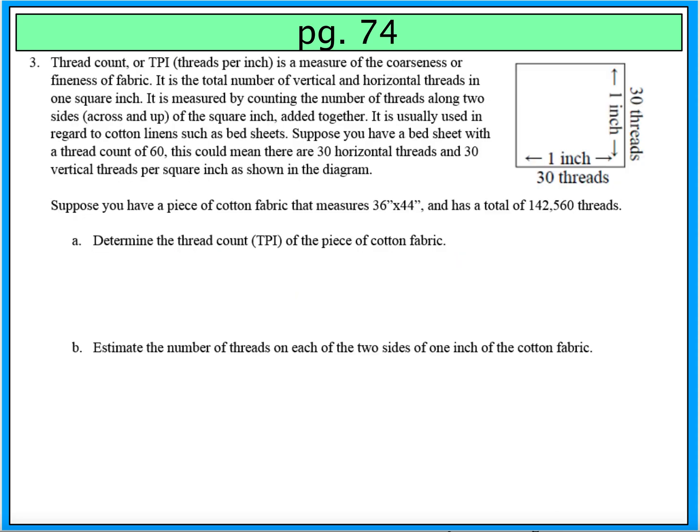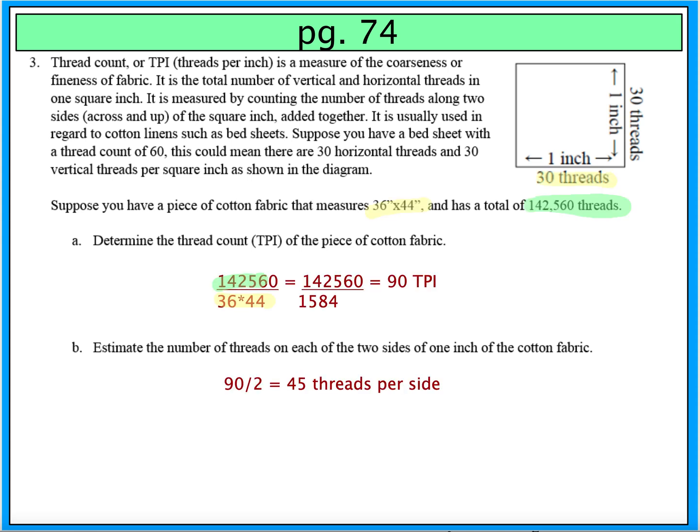All right, this is page 74. Your thread count, or TPI, threads per inch, is a measure of the coarseness or fineness of fabric. I'm just going to go over here to the answer key because this one's a little bit tricky. It is the total number of vertical and horizontal threads in 1 square inch. So having nice posh silky sheets is actually a direct result of the number of threads that you fit in a square inch. So when you go home tonight, you can be like, oh, my sheets have math. You probably won't do that, but that's okay.